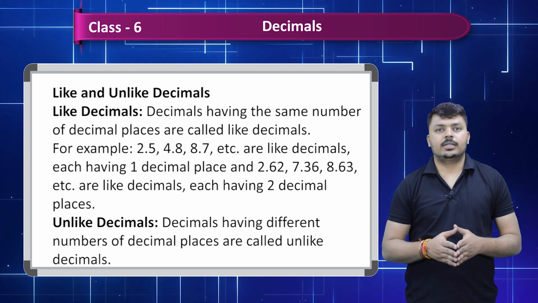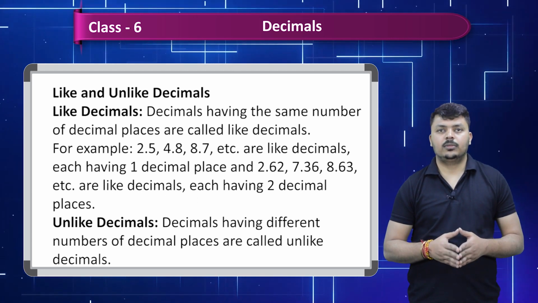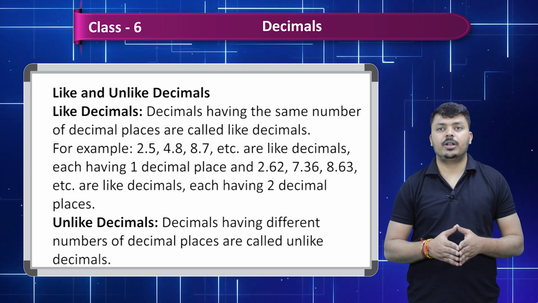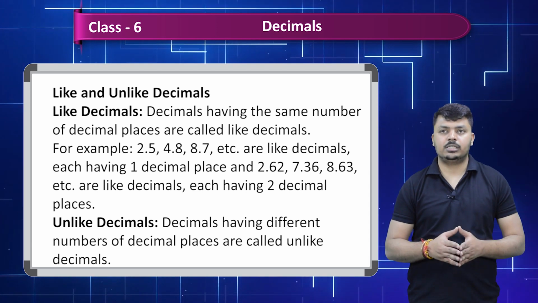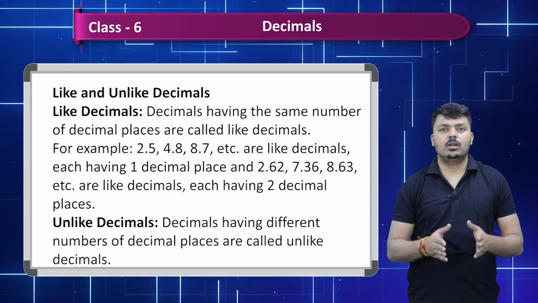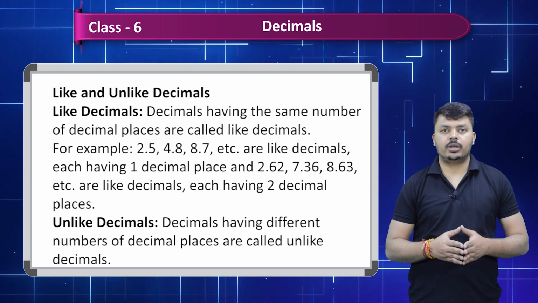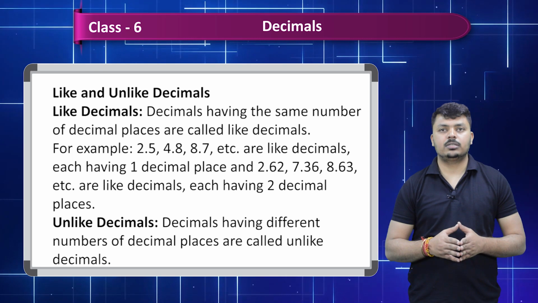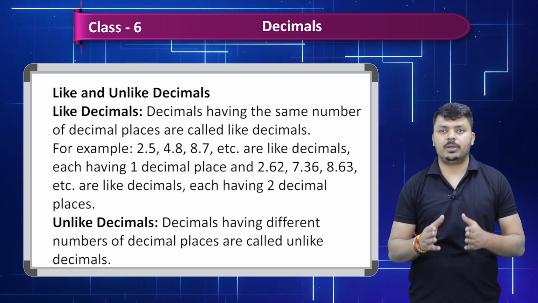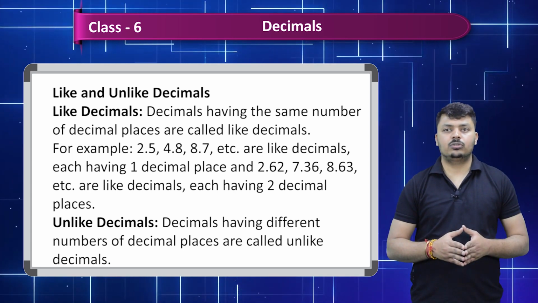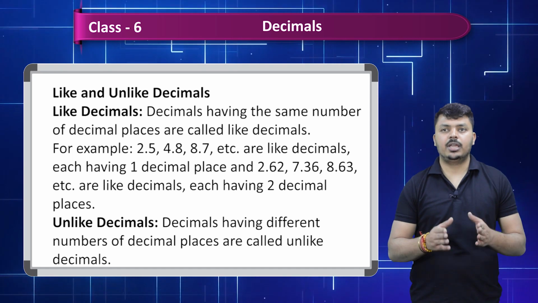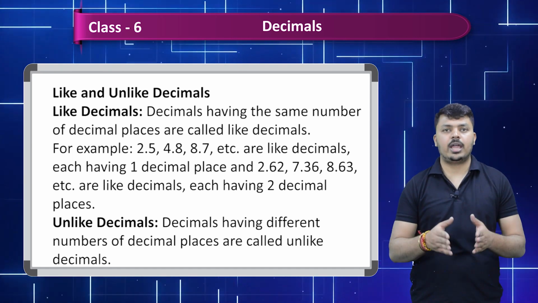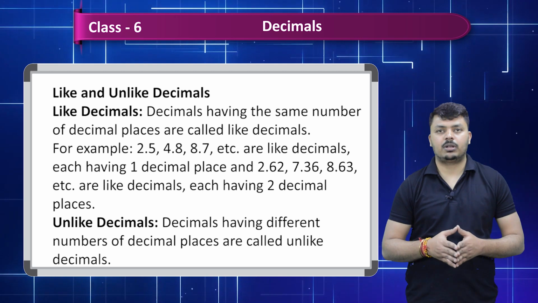Like and unlike decimals. Like decimals: decimals having the same number of decimal places are called like decimals. For example, 2.5, 4.8, 8.7, etc. are like decimals, each having 1 decimal place, and 2.62, 7.36, 8.63, etc. are like decimals, each having 2 decimal places.